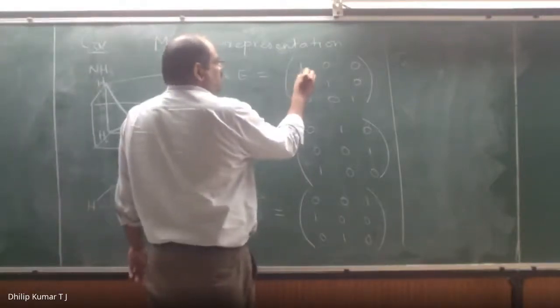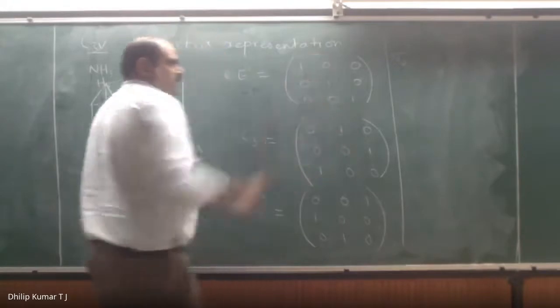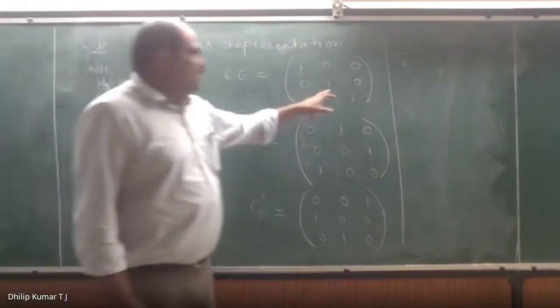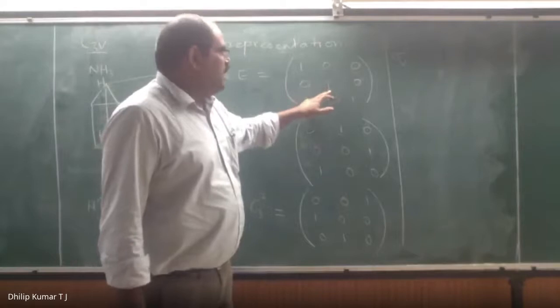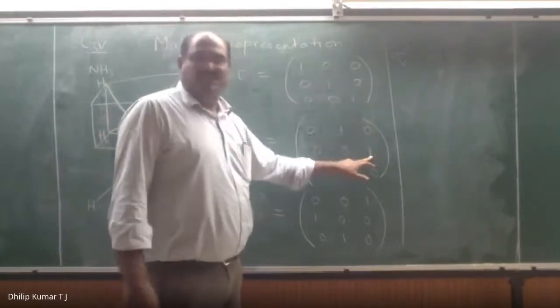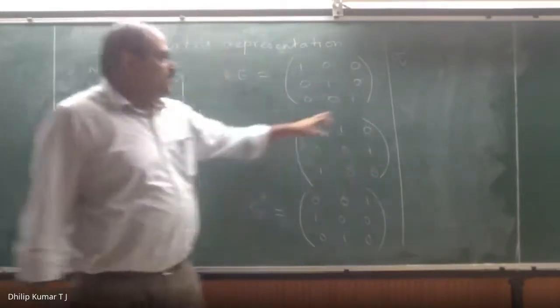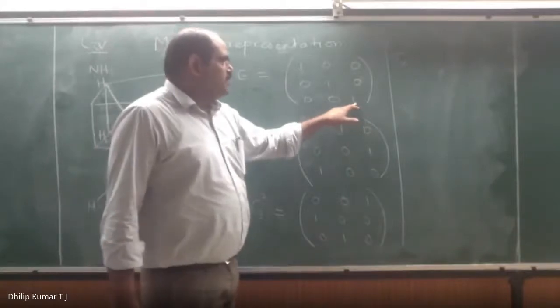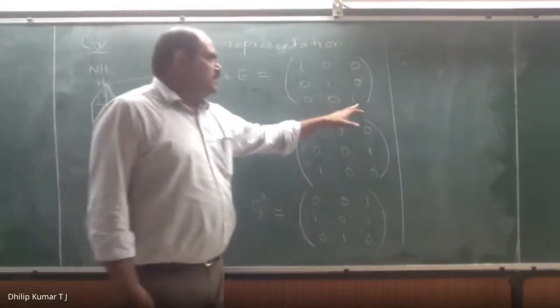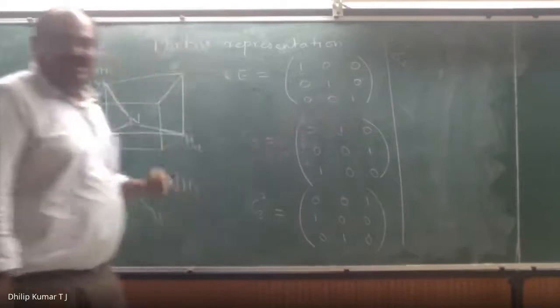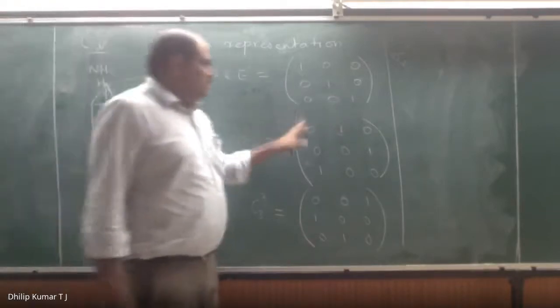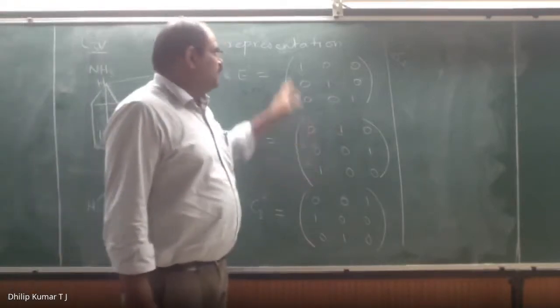This is X shifted to the next atom position. Similarly, the HB atom shifted to the next place when you do C3. And the third one, the HC atom, when you rotate by C3, comes to the HA position. So you can see it just comes to this row from here to here.